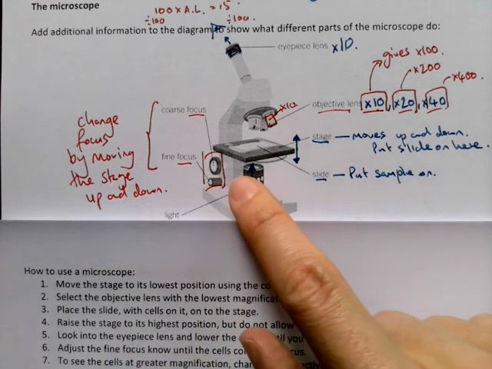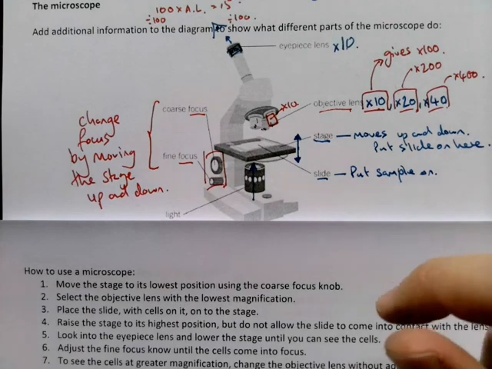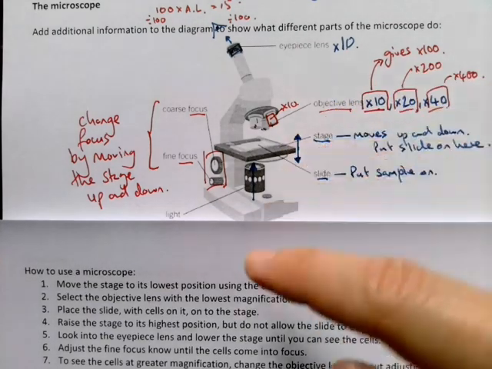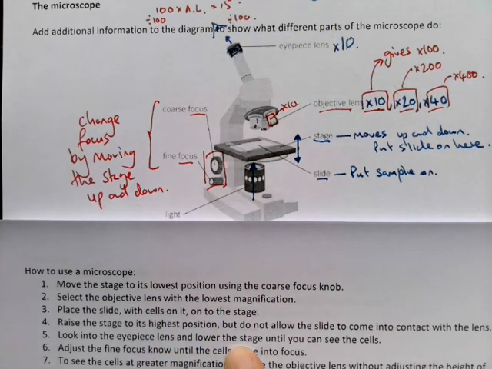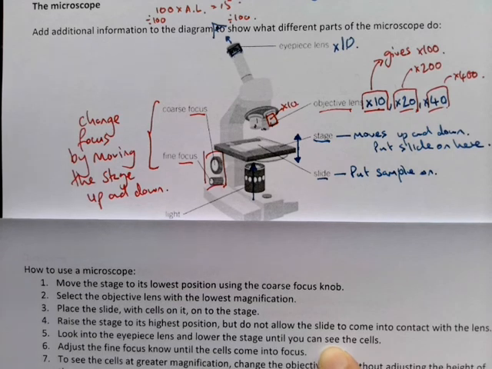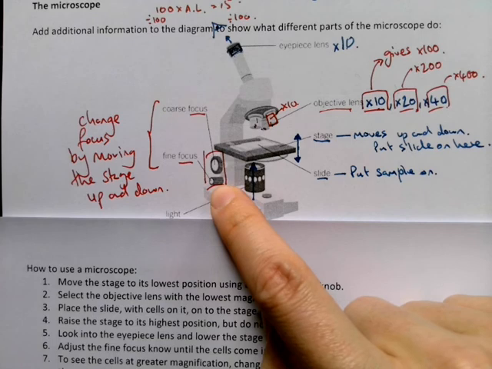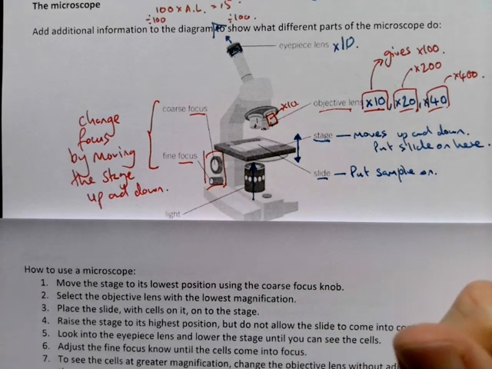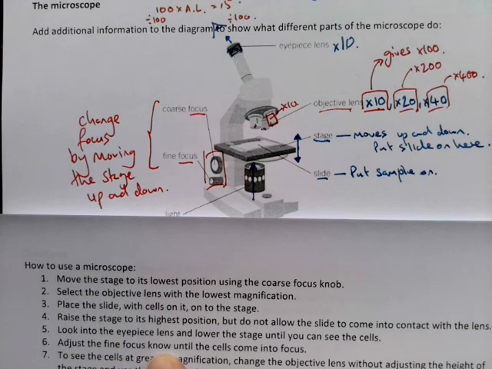Then you can start to use the coarse focus to slowly twist it to lower the stage, looking until you can see the cells. You might not be able to see anything clear. You should be able to see some light because the light's on, but you won't be able to see anything really until you twist it and eventually you see the cells. Once you see the cells, you switch to the smaller knob, which moves the stage by a smaller amount, and then you can get it into focus.